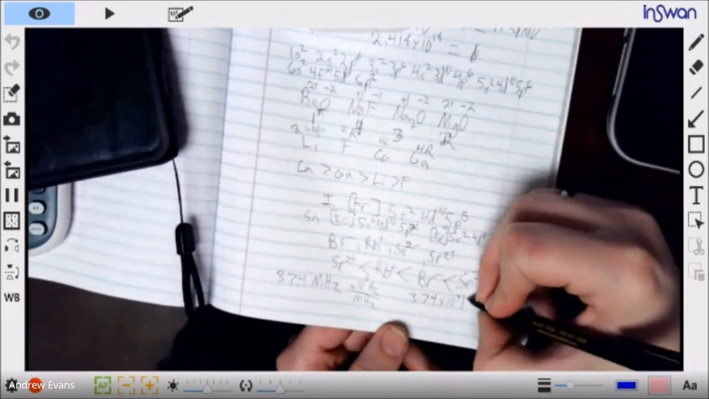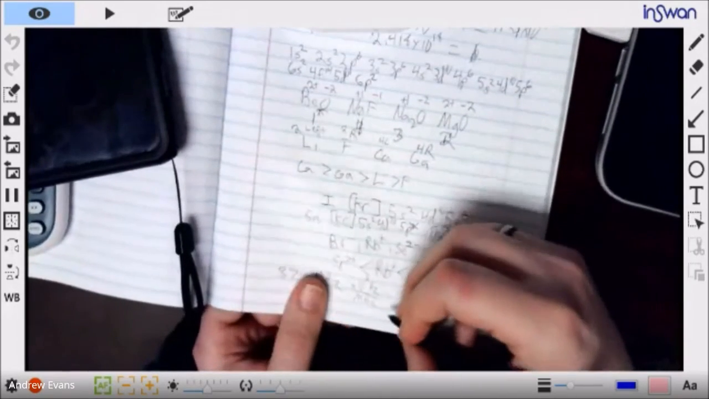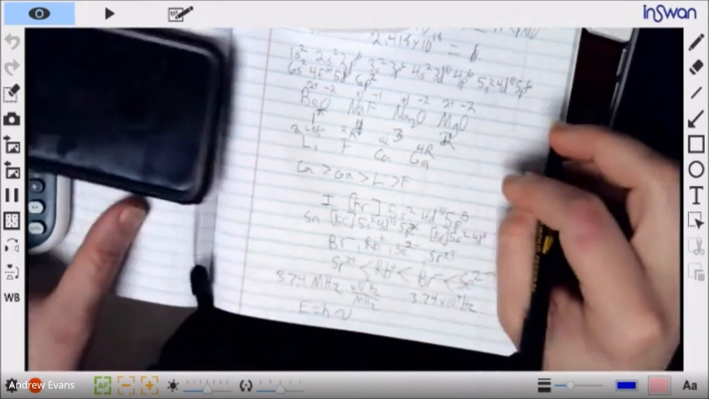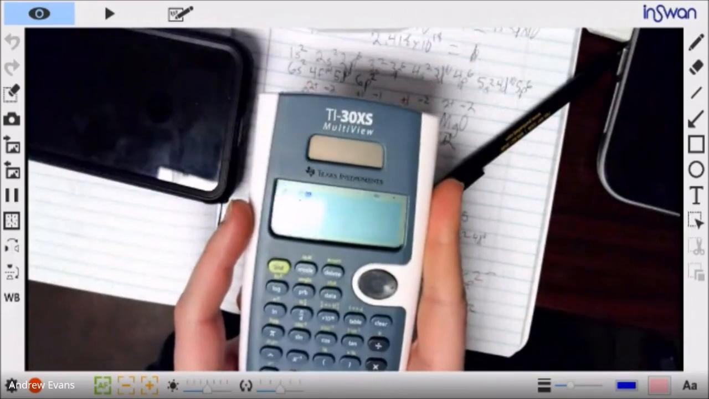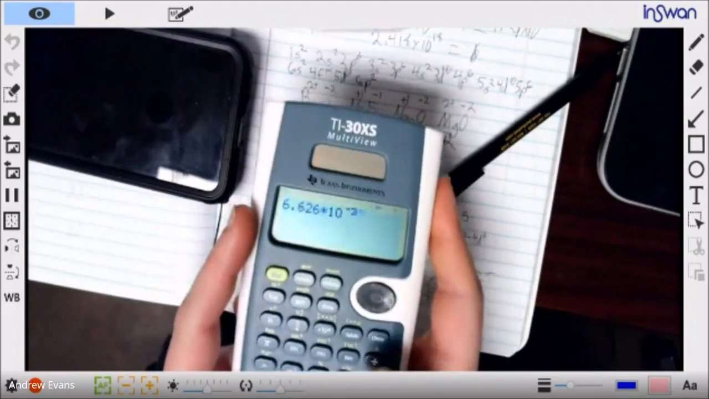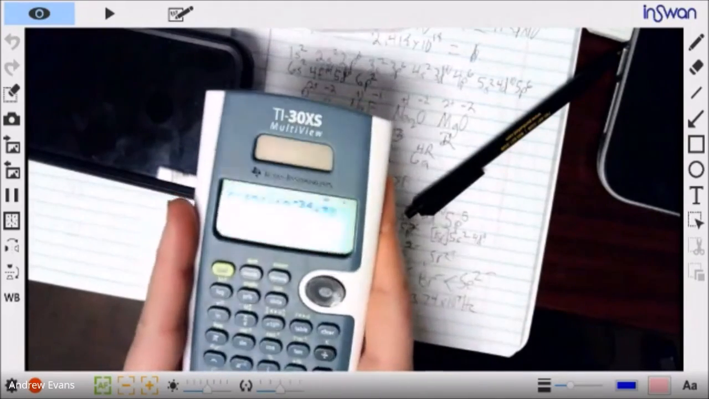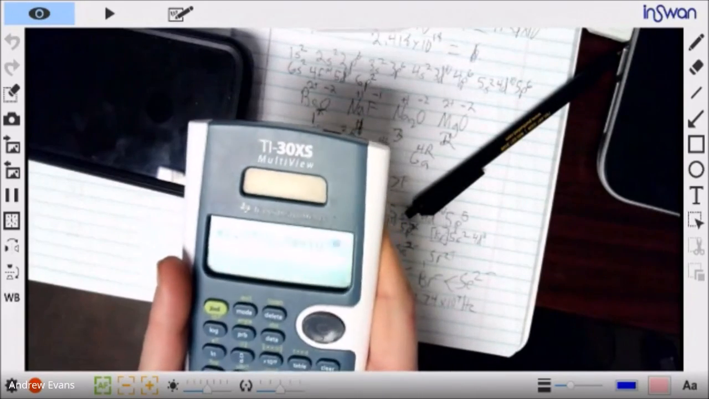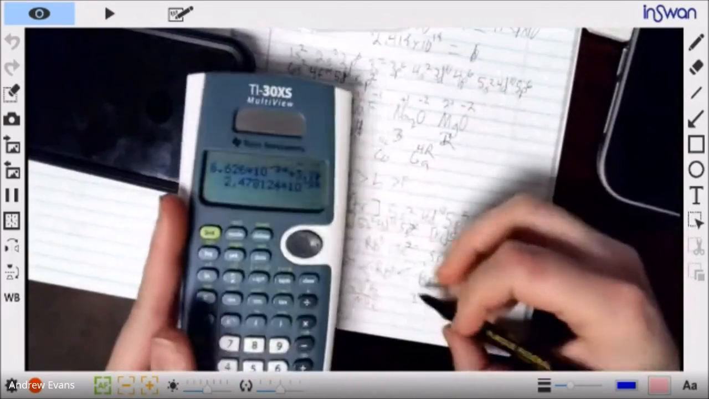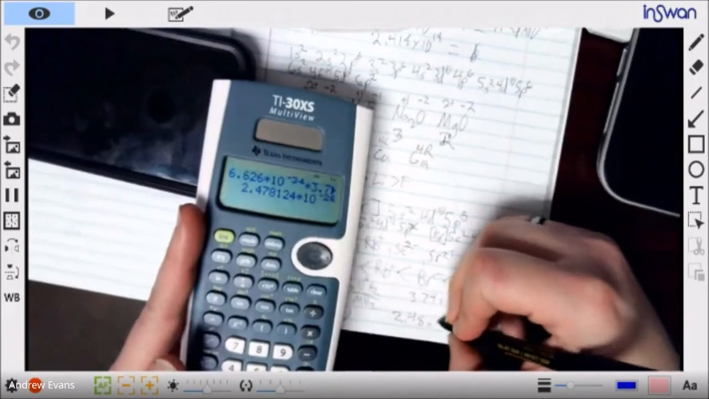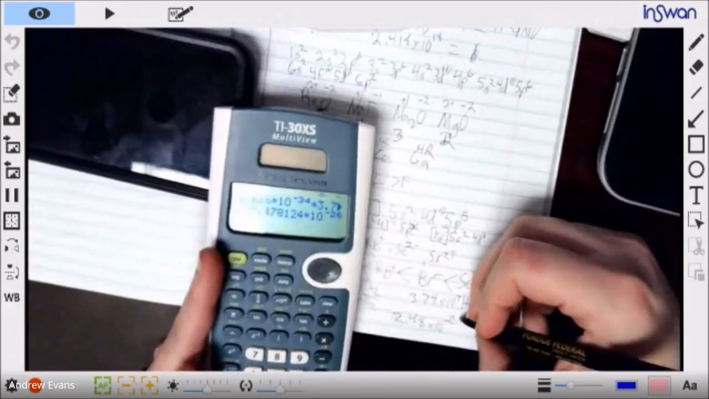And I say, what is the energy? So I have to say energy equals h nu. Once again, 6.626 times 10 to the negative 34 times 3.74 times 10 to the 7th. Very low energy. 2.48 times 10 to the negative 26th joules.